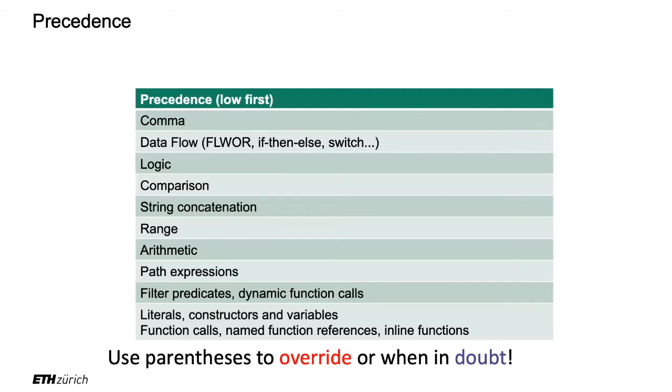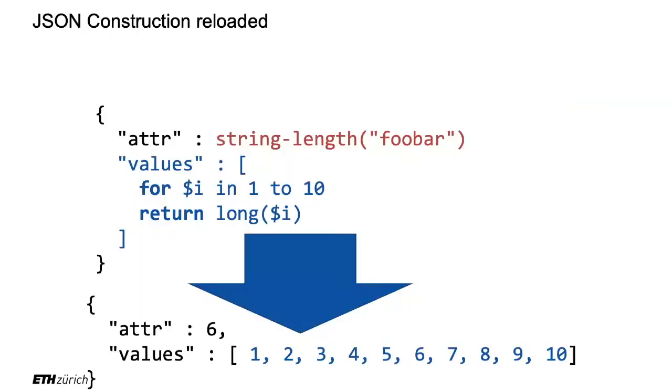It never costs anything to put parentheses in there if you're not sure, right? So you can use and abuse parentheses all you want. Okay, so what's really nice about the language is that you can take JSON, but you can dynamically generate that JSON.